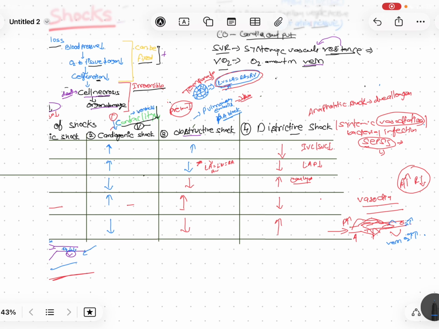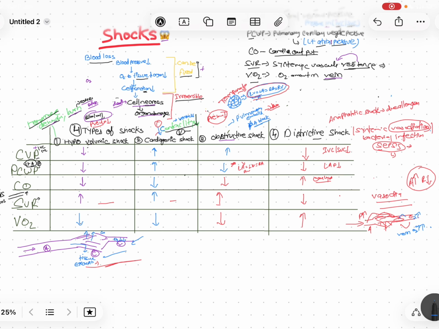So here all the things. These two are important. In the early stage, cardiac output is increasing, and here, because of all the cardiac components, all pressure is the same. So left atrial pressure decreases.